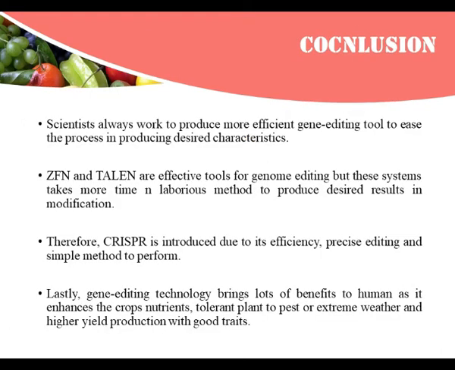In conclusion, to reach the goals in SDG, especially the Zero Hunger Goal, scientists always work to produce more efficient gene editing tools to ease the process of producing crops with desired characteristics. ZFN and TALEN are effective tools for genome editing, but these systems take more time and a laborious method to produce the desired modification results. Therefore, CRISPR is introduced due to its efficiency, precise editing, and simple method to perform.